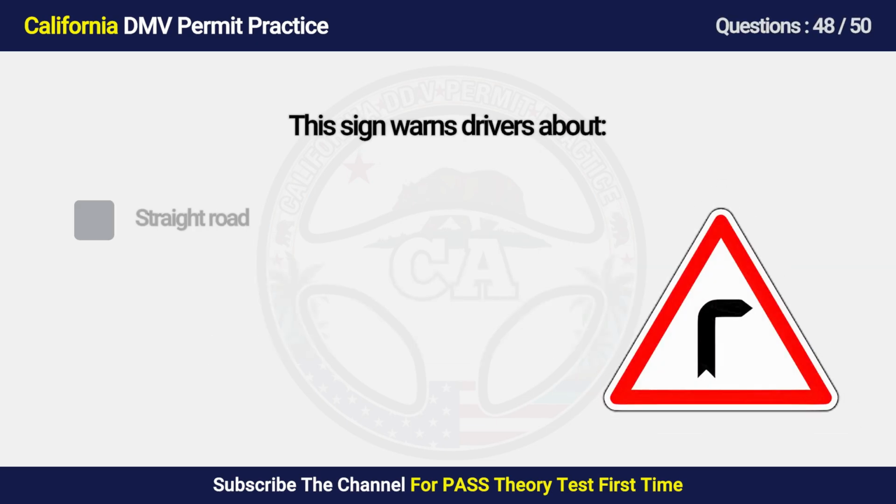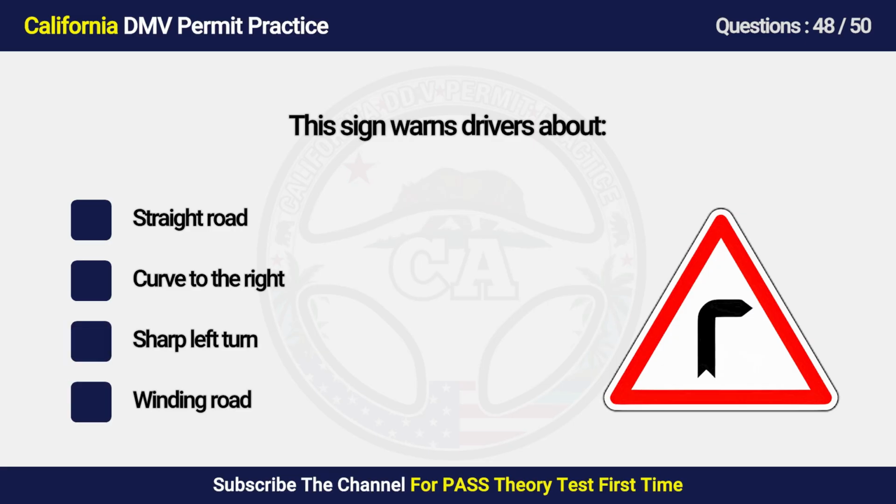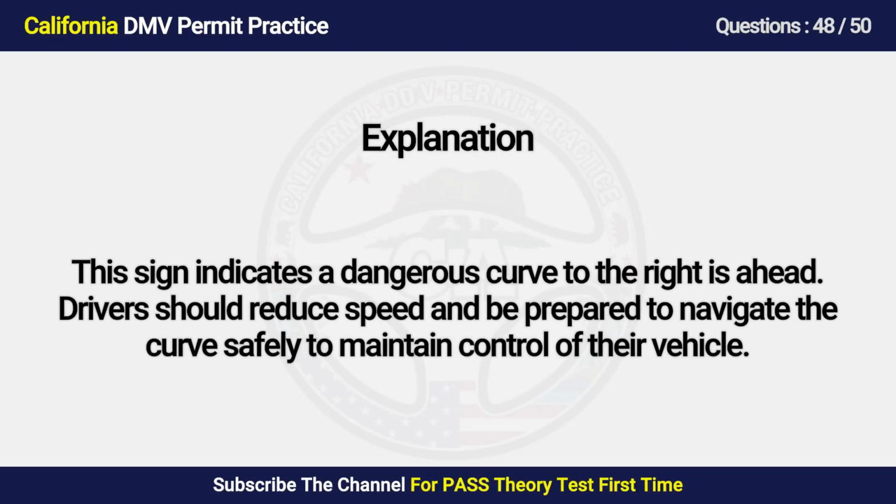Question 48. This sign warns drivers about A. Straight road, B. Curve to the right, C. Sharp left turn, D. Winding road. Answer is B, curve to the right. This sign indicates a dangerous curve to the right is ahead. Drivers should reduce speed and be prepared to navigate the curve safely to maintain control of their vehicle.